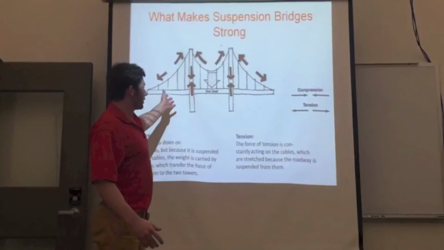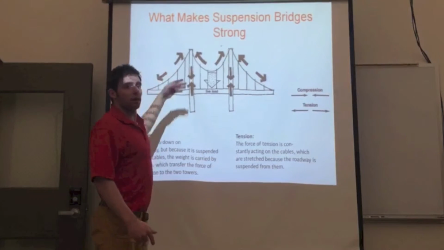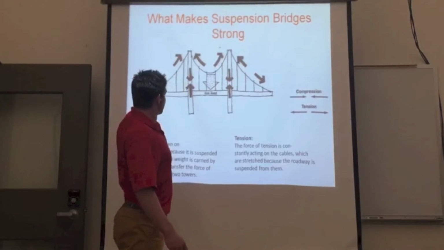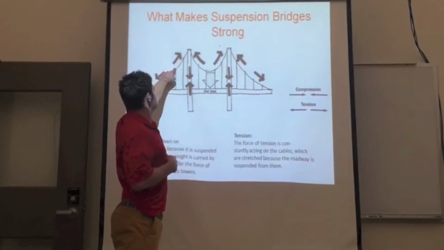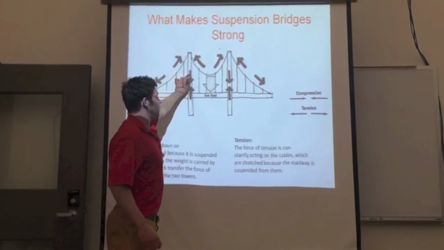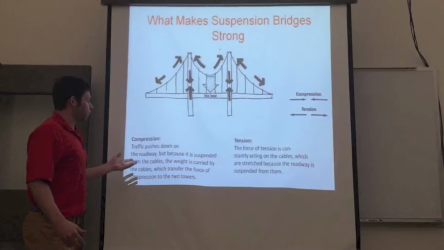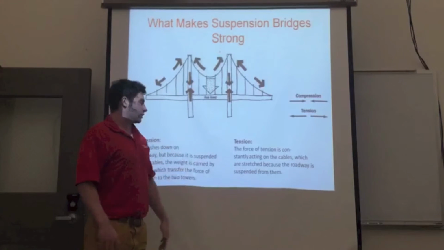Next, we have the weight distribution that I was talking about. Shane hit on it, Matt hit on it. These are the ways that we have tension right here and then compression on the towers, and it's just the way that the traffic pushes down on the roadway, and then the force of the tension constantly acting on the cables.